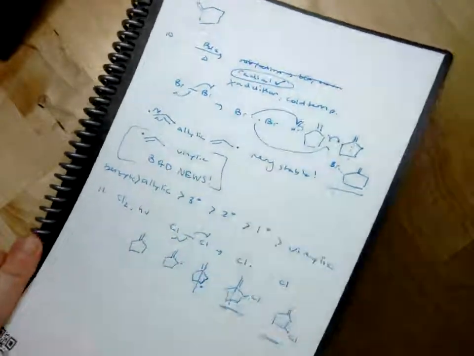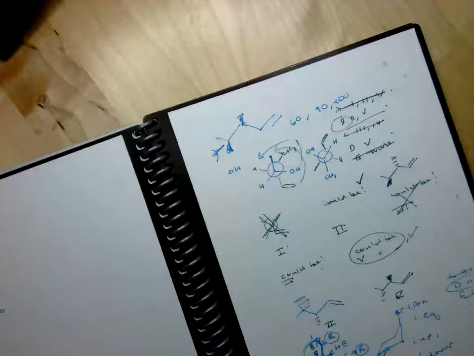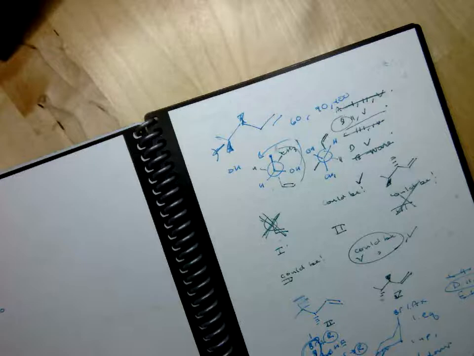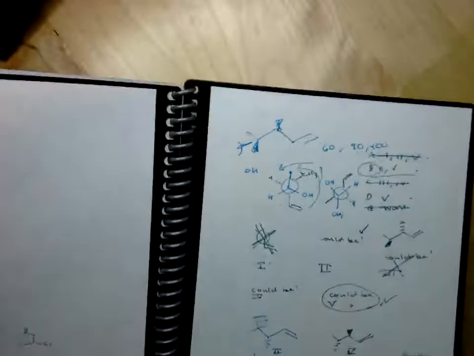So I should probably draw this on my answer key over here. So 10 is an allylic bromine, and 11 is an allylic chlorine and a chlorine one away from that position. Okay.